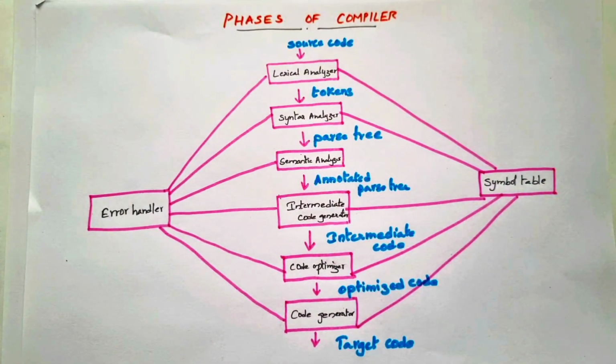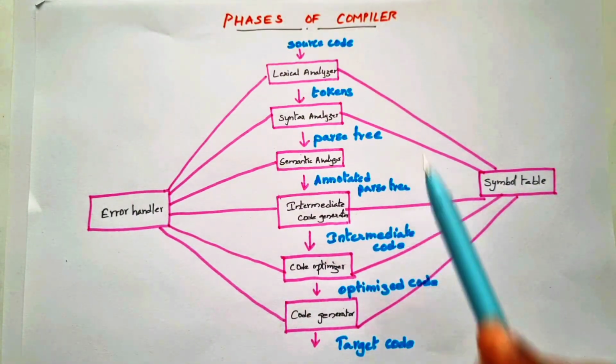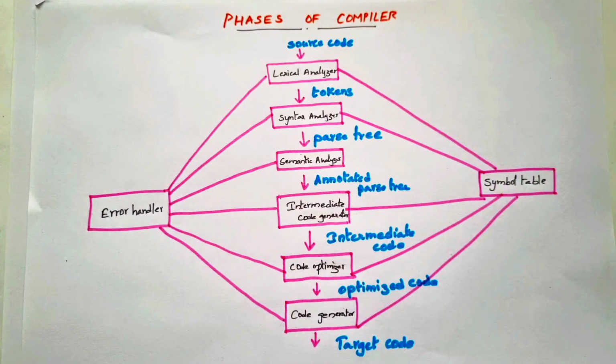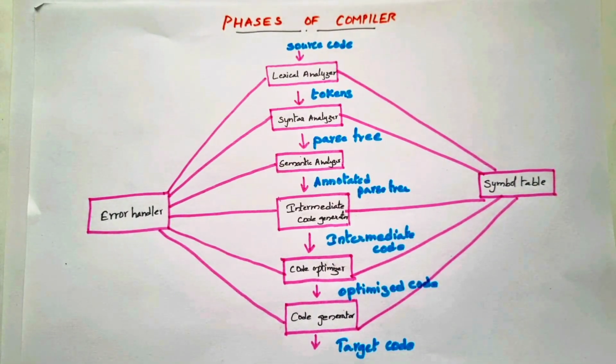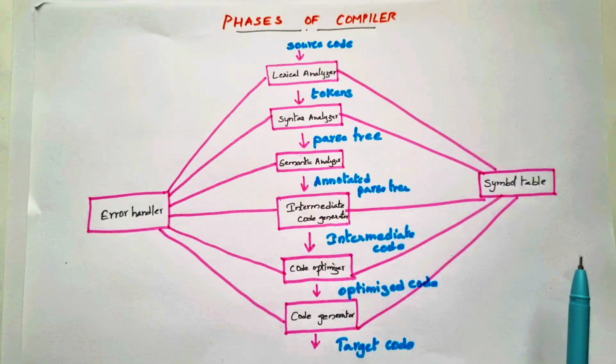And the last phase will take the optimized code from the code optimizer, and it will focus on register allocation, memory management, instruction selection, and will give the target code, which is nothing but machine language. Together, all these phases transform a high-level language into an efficient machine code that the computer can understand, making use of error handler and also the symbol table.